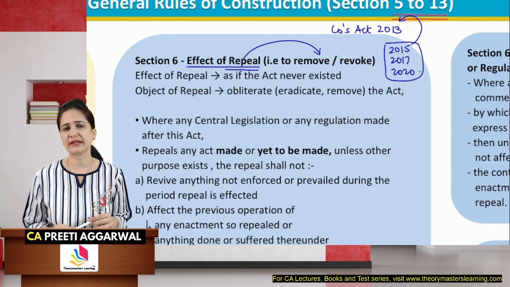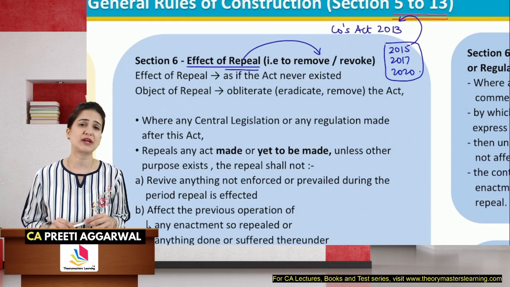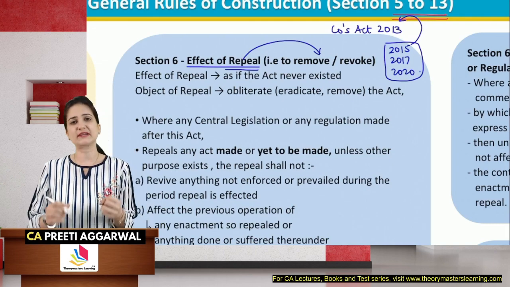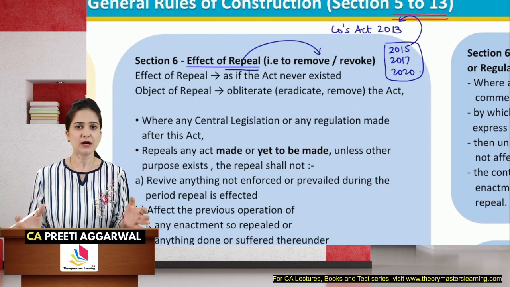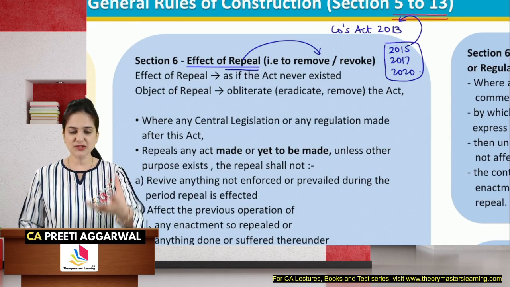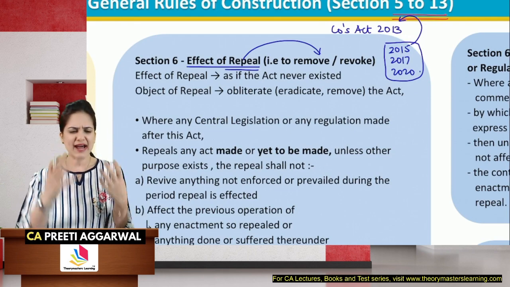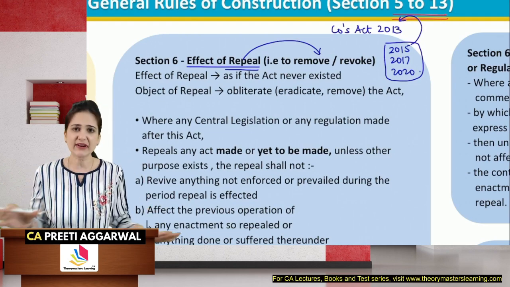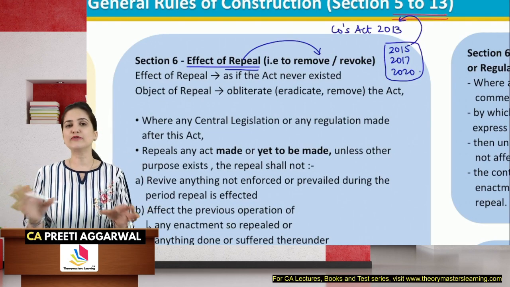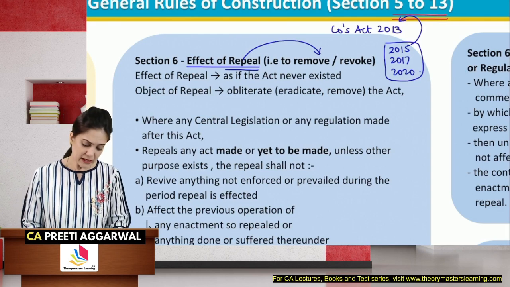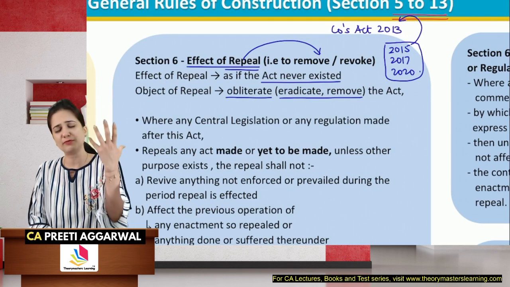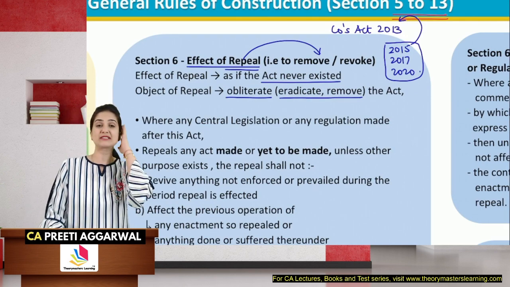If you see the Contract Act, in that also you will observe that the provisions relating to partnership and sale of goods have been repealed from the Contract Act, and a separate act has been formed for them. So repeal means to remove. Now we are removing these acts or these provisions in such a manner as if they never existed. So we are removing every trace of that act. The effect of repeal is that as if the act never existed, we obliterate, we eradicate or remove the provisions, or we remove the entire act in such a manner as if it never existed.